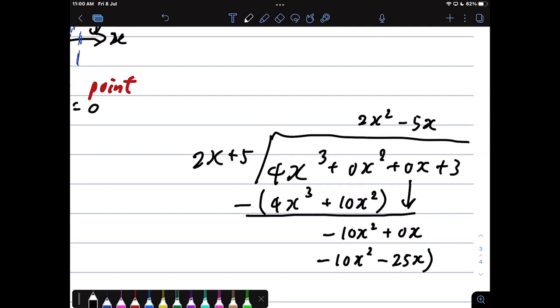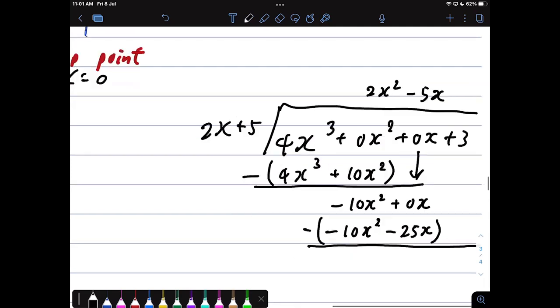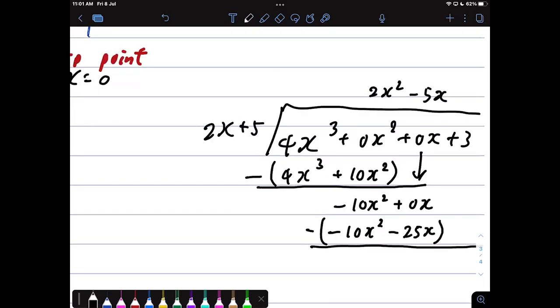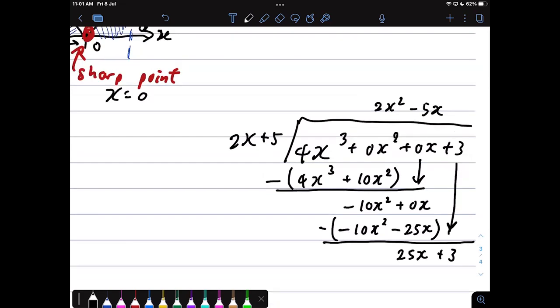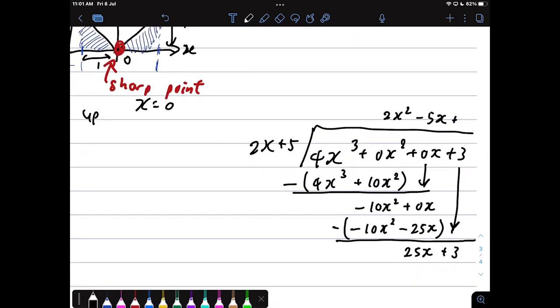Bracket, minus sign, draw a line. Of course you get a 0 over here. Don't need to write 0. Minus 25 becomes plus 25, so 25x. Bring down the 3, plus 3. 25x divided by 2x, you're left with 25 over 2. Multiplied by 25 over 2, of course you get back 25x.